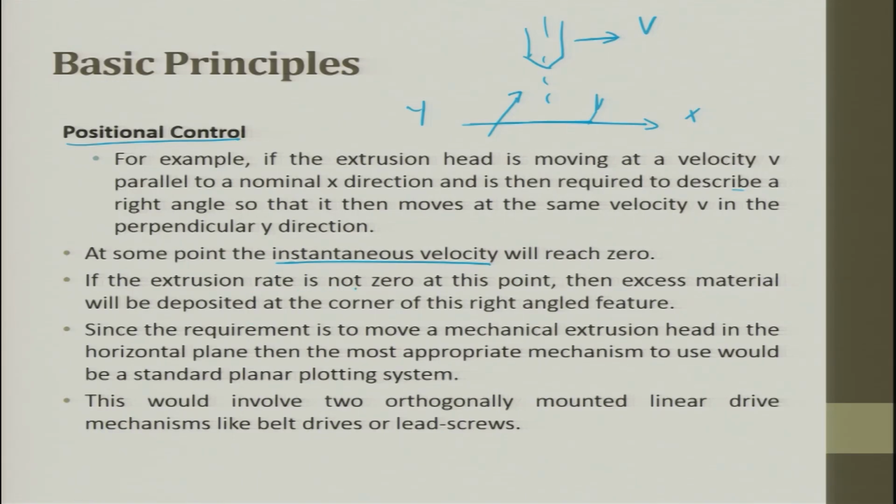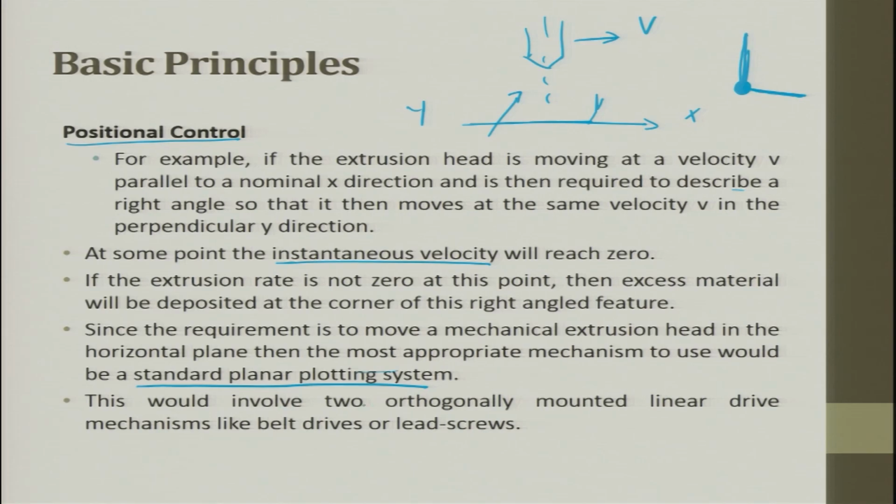If the extrusion rate is not 0 at that point, then excess material will be deposited at the corner of this right angled feature. So, what they are trying to say is, if you are trying to make some feature like this, at this point you will have a large deposit of material. Since the requirement is to move a mechanical extrusion head in the horizontal plane, the most appropriate mechanism to use would be a standard planar plotting system.